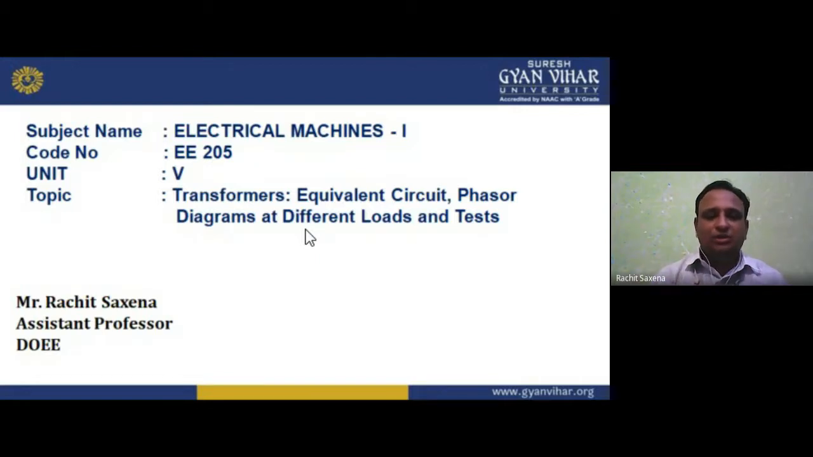The generator works on the principle of Faraday's law of electromagnetic induction, and the transformer also works on the principle of electromagnetic induction. The motor also works on electromagnetic induction, and the transformer works on the same principle. So the transformer is basically the non-rotating machine, and the motor and generator are the rotating machines.